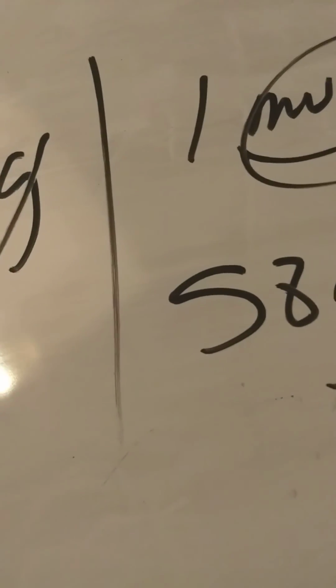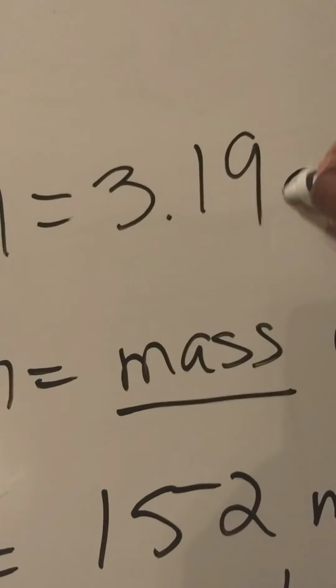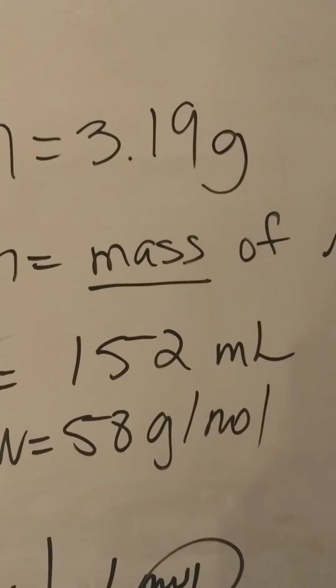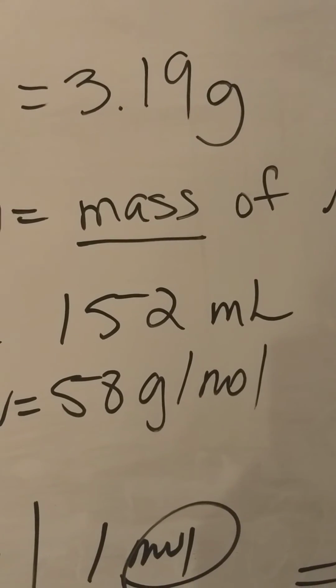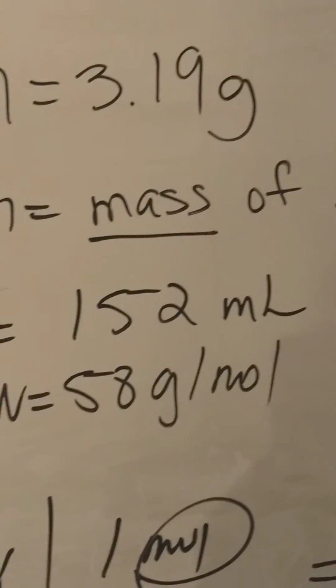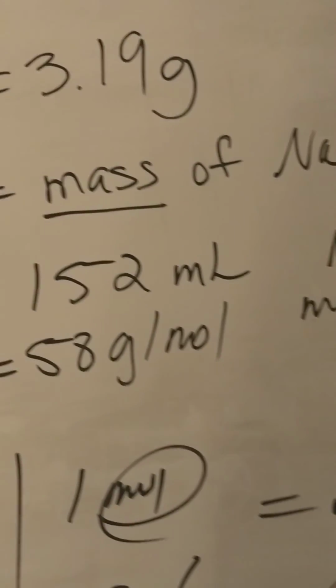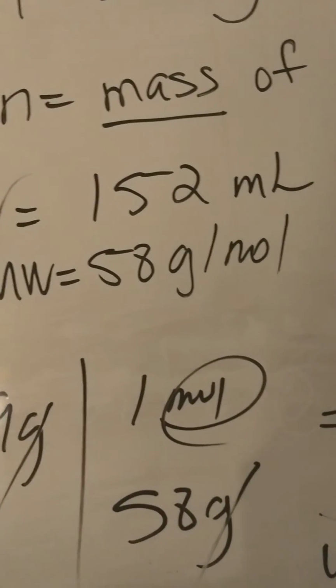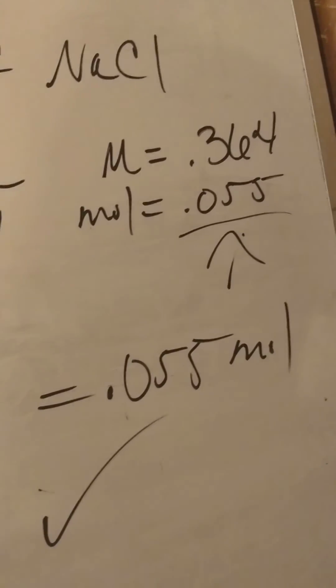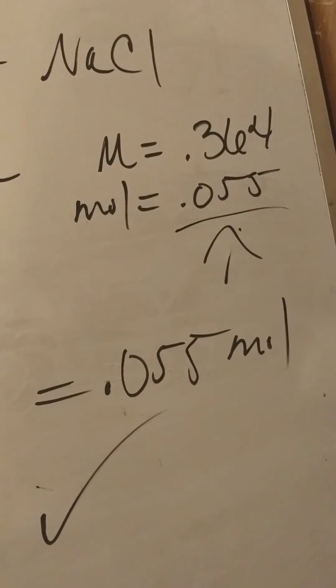Okay, so this is how you solve and check how to find the mass of NaCl in a solution of 150 milliliters with a molarity of 0.364.